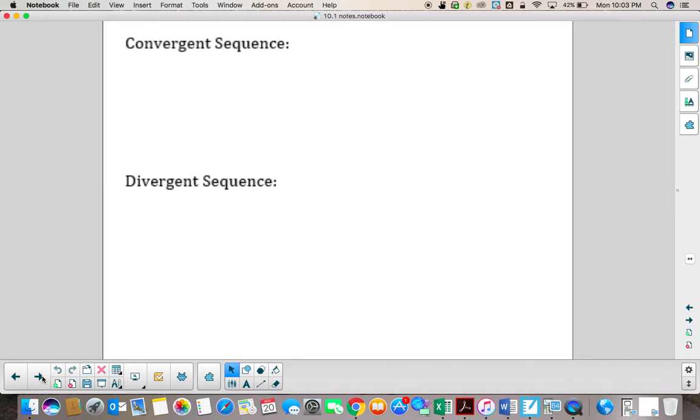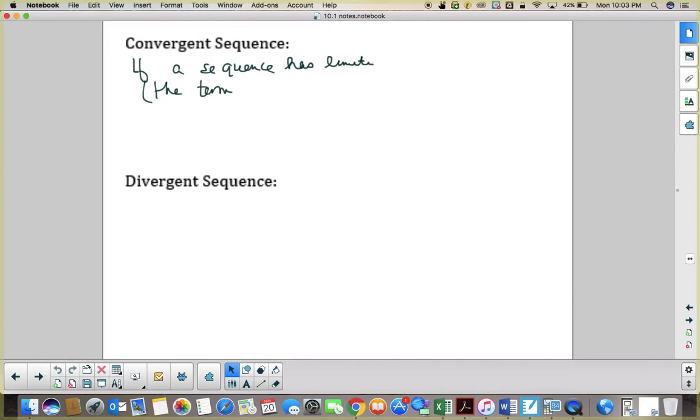So convergent: if a sequence has a limit, meaning you're approaching something, the terms approach a value. If it doesn't approach a value, it's called divergent. So it does not approach.